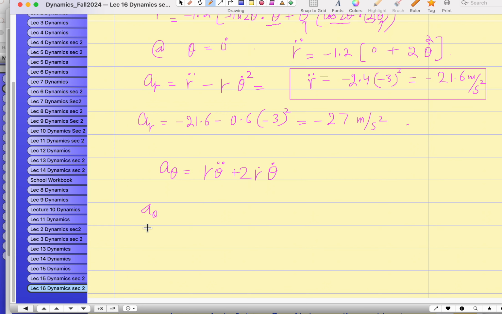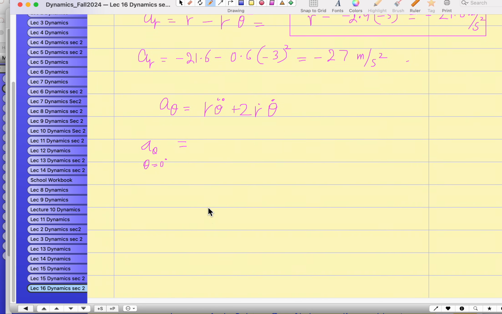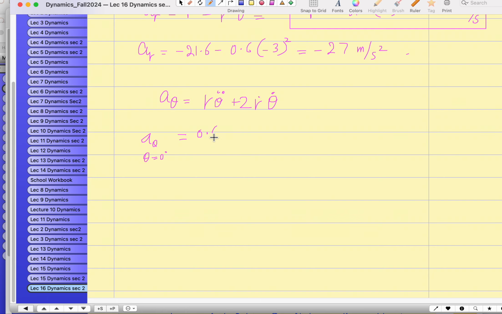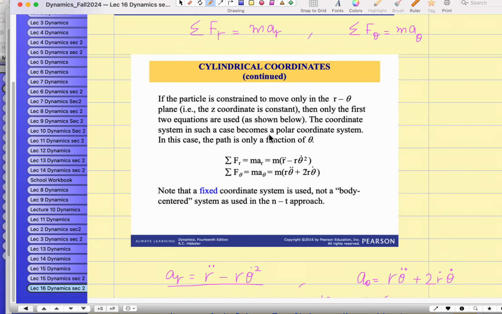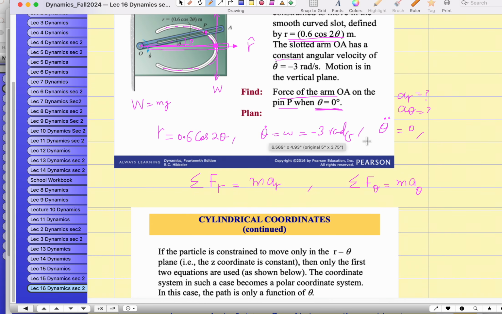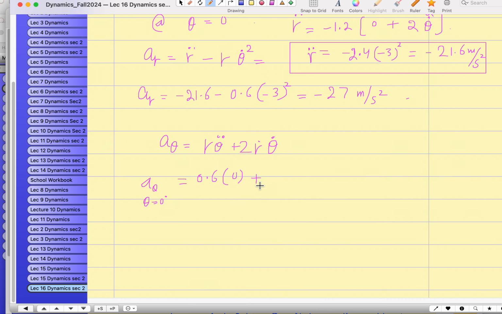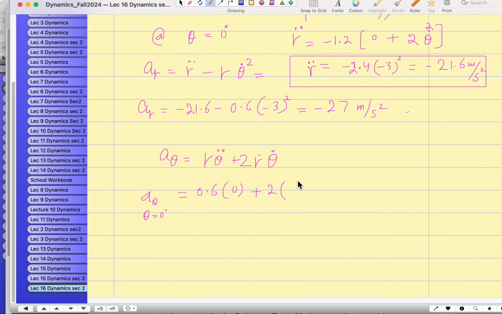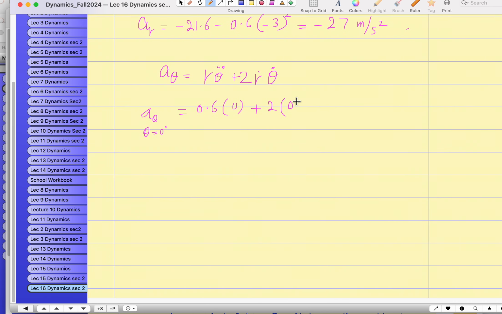A theta at picture 0 degrees. What is R? You already found R was 0.6. Let's plug it in. You see, theta double dot is 0 because it is moving at a constant angular velocity. So theta double dot is 0. So the first term goes to 0 plus 2 R dot. R dot is also 0. Take a look here, R dot is also 0. So the second term is also 0. So it means the answer is 0.